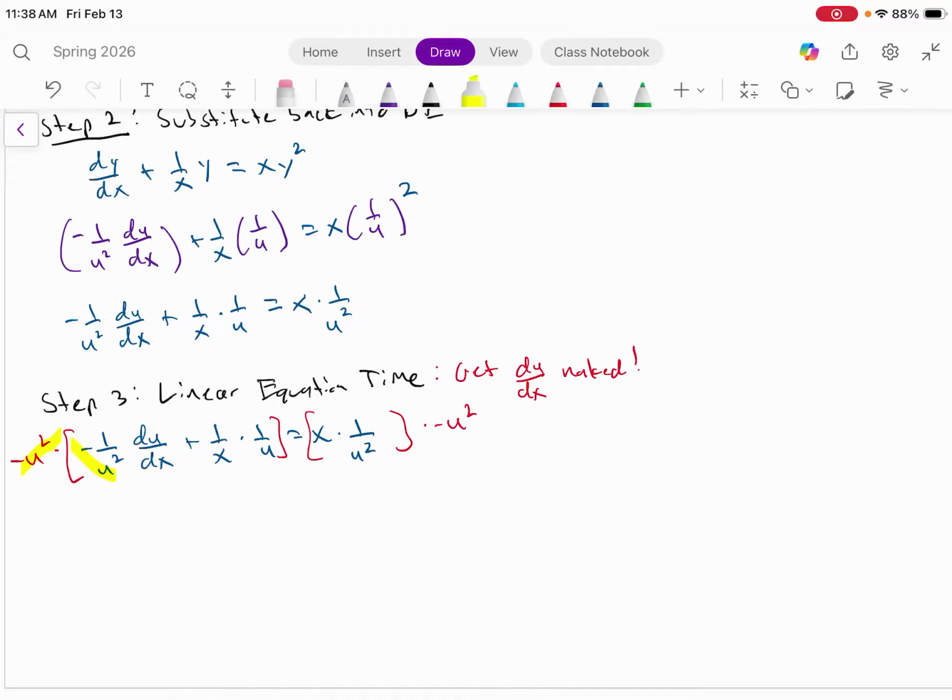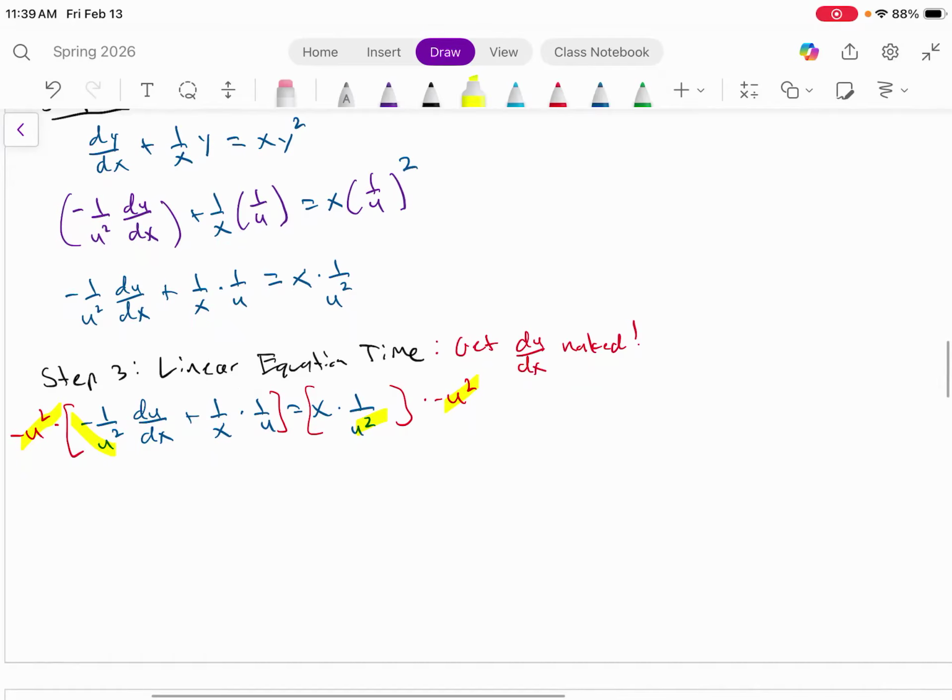So this cancels out. And so what we end up with, u squared here cancels out, is du over dx minus 1 over x, because this u would cancel out and we'd be left with just a u, equals negative x on the right-hand side. Okay, so now we have a linear equation.